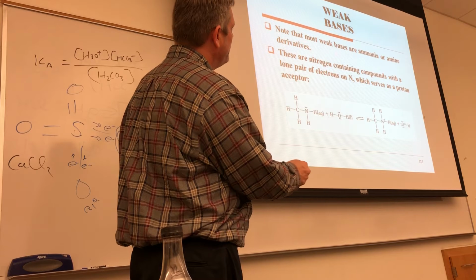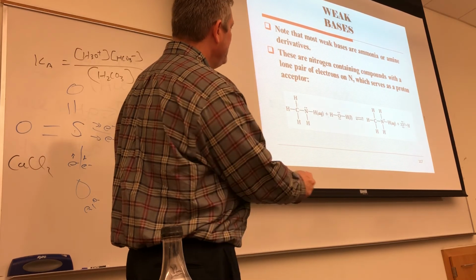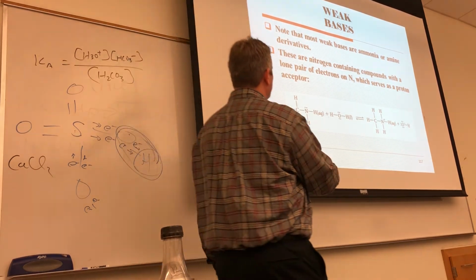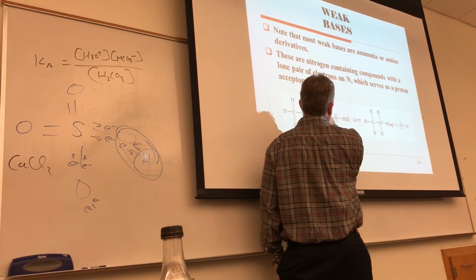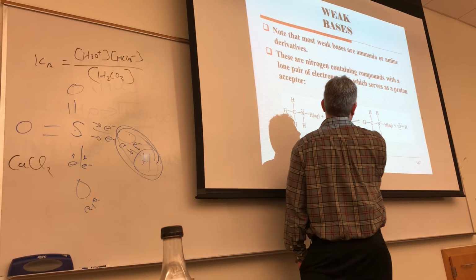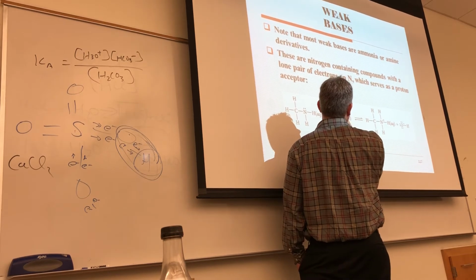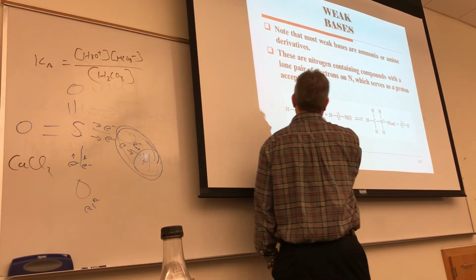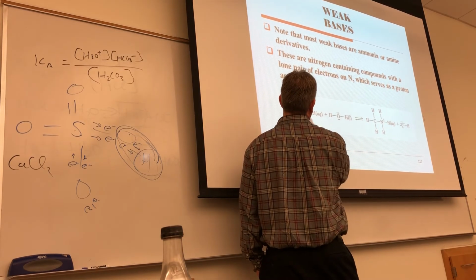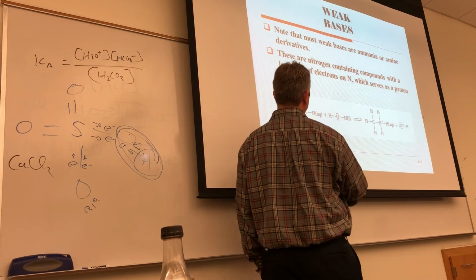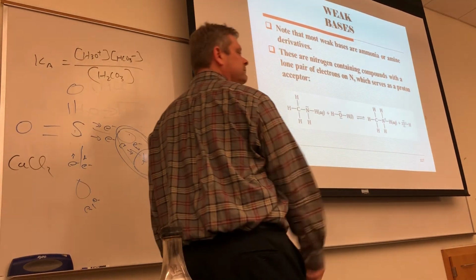So as I mentioned before, most weak bases are ammonia or amine derivatives. They look something like this. Here's your amine derivative. You have the lone pair on the ammonia. The lone pair can take this H here, causing that to fold under, giving you the three lone pairs on this OH minus, and then this would be the NH4 plus. And that's what you get here.